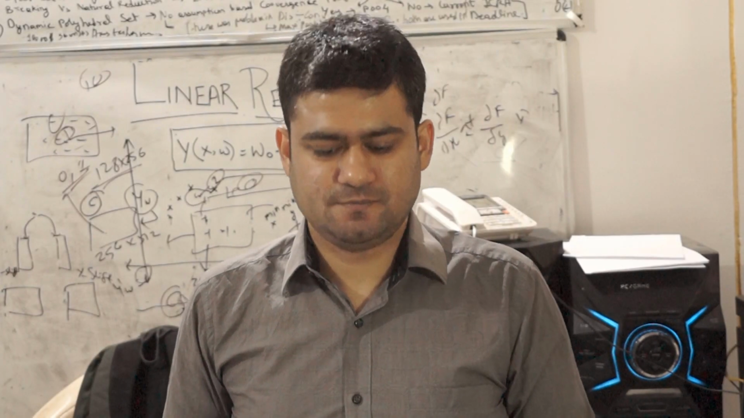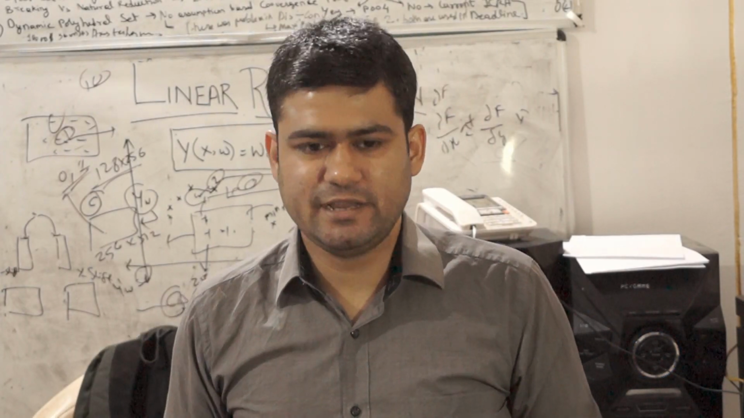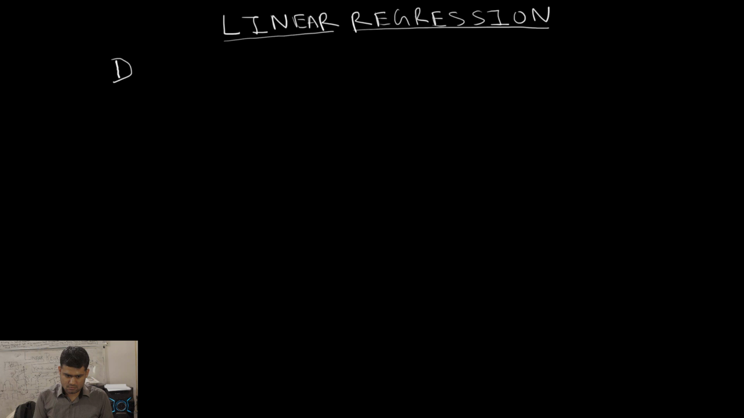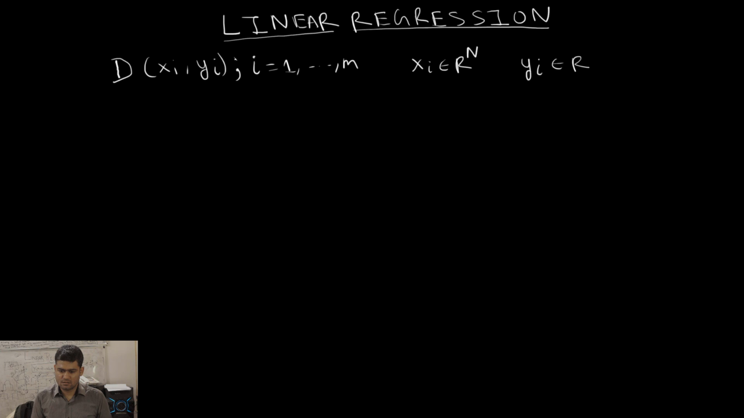So let's begin with linear regression. In supervised machine learning, we have a data set D, which is a set of points xi and yi, where i goes from 1 to m. That is, we have m data points xi and yi, where each of these xi is an n-dimensional real vector, and each of these yi is a scalar. The goal of supervised machine learning is to learn a functional mapping that explains the data.